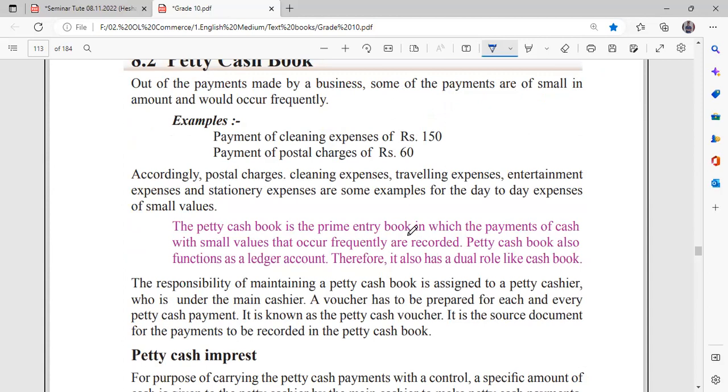The petty cash book is the prime entry book in which the payments of cash with smaller value that occur frequently are recorded. The petty cash book also functions as a ledger account. Therefore, it also has a dual role like the cash book.